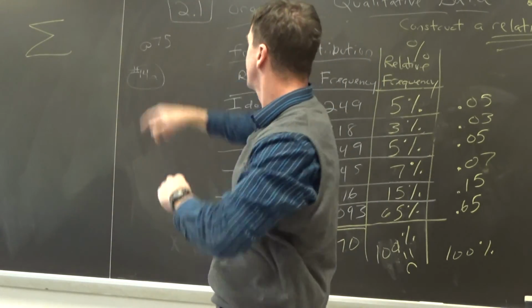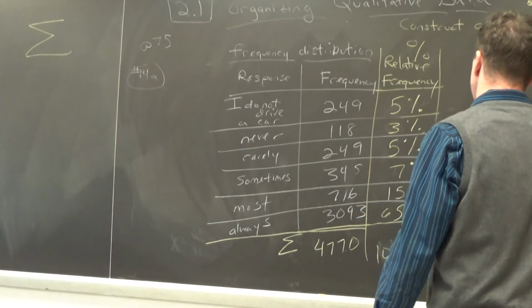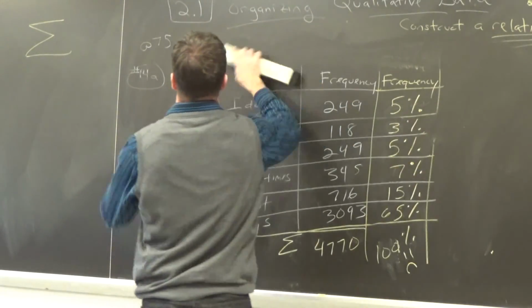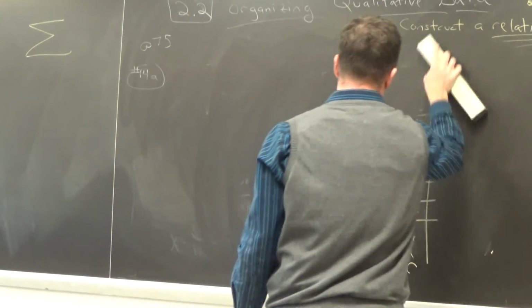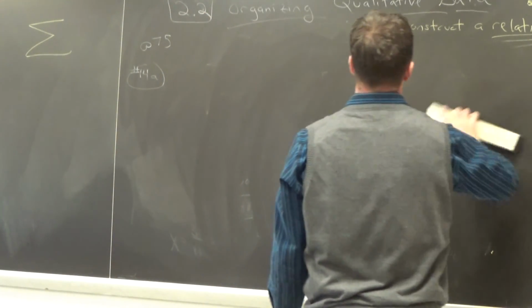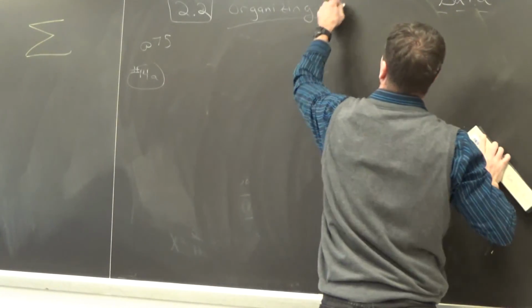Right. So now we're going to 2.2. What's this one titled again? Organizing quantitative data.